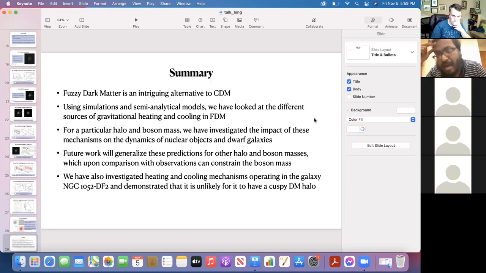That is what I was trying to show with the semi-analytical model. At least for the halo mass and boson mass that we have studied, we find that the random walk is dominant over the other two components. But when we go to different halo masses and different boson masses, it still remains to be quantified. It remains to be seen whether it's always the random walk that dominates, or whether there are certain halo mass and boson mass combinations where the oscillations or the density fluctuations could dominate.